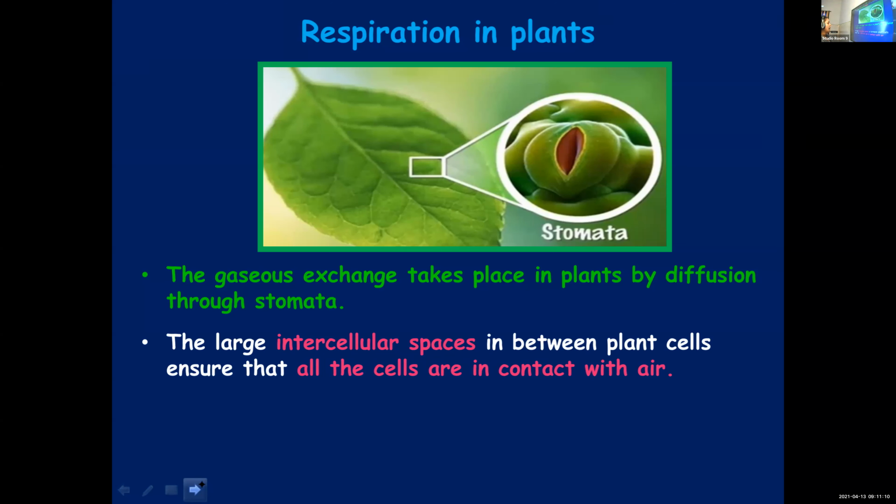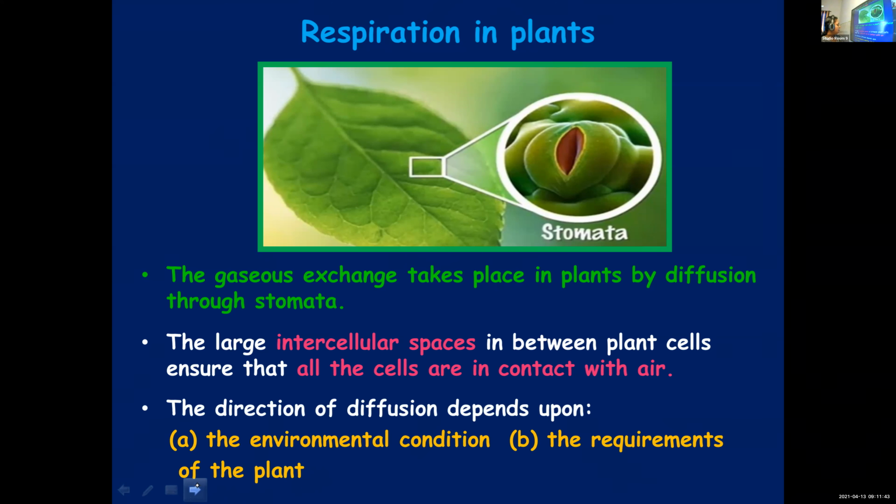And there are so many intercellular spaces in between the plant cells. Intercellular spaces means the space in between the cells. So in between the plant cells, there will be a lot of space. Air spaces will be there. So when they take in oxygen, these intercellular spaces will get filled with air, and they ensure that all the cells are in contact with the air.